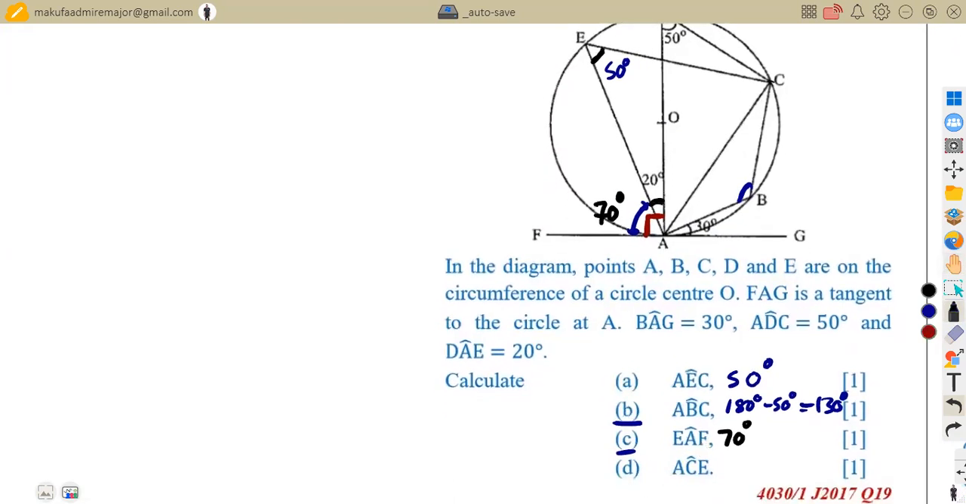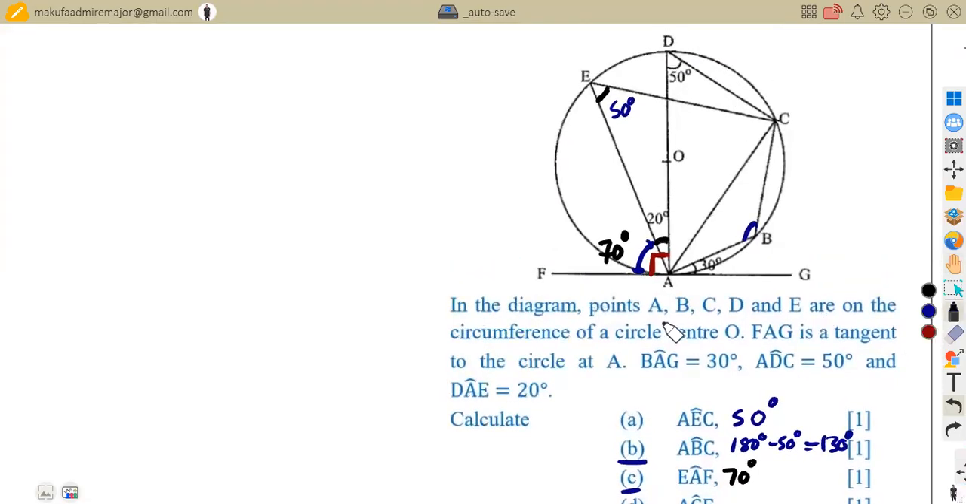Then we've got AEC, that is from A to E to C. Let's check AEC.